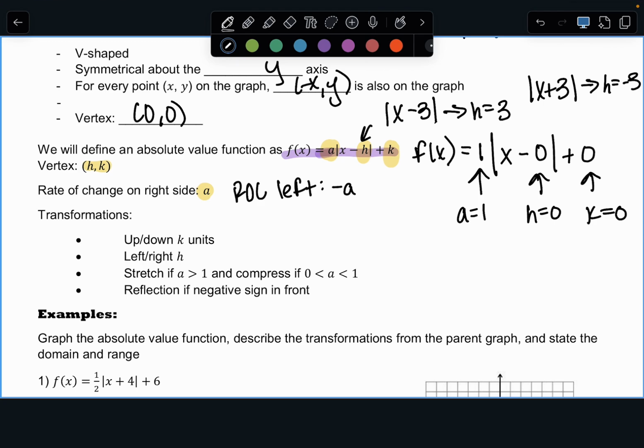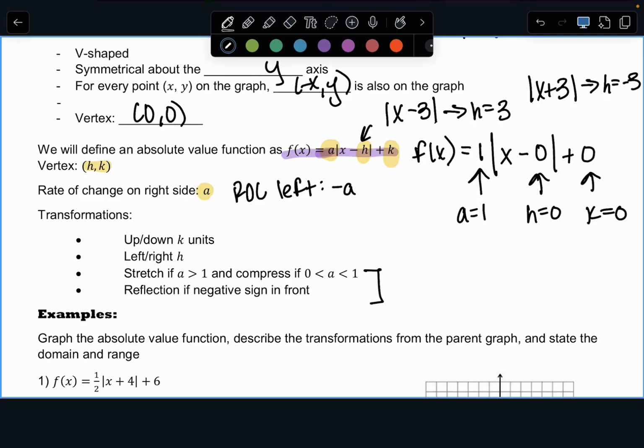So, if we look, our vertex for our parent function was 0, 0. Now our vertex is HK. So we went on the y-axis from 0 to h. We went left or right h units. So that h value tells us our horizontal shift. K value, for the same reason, tells us up or down.